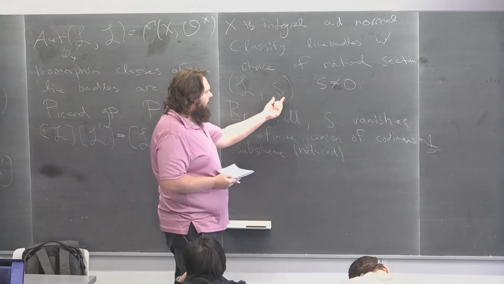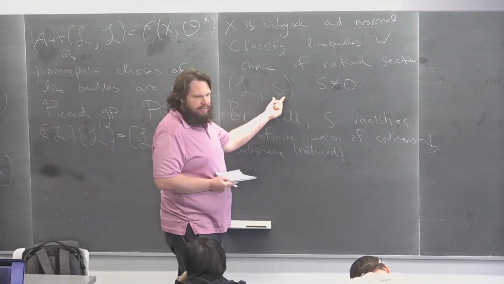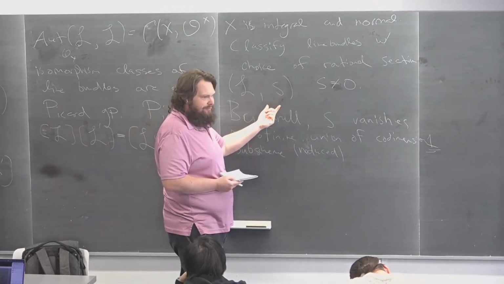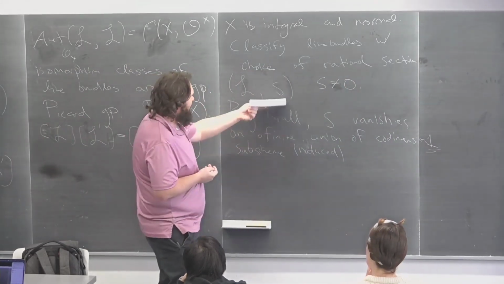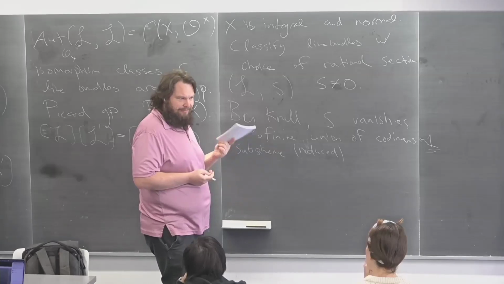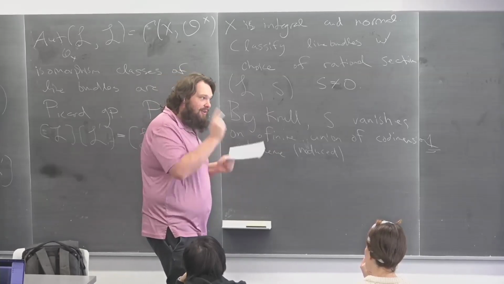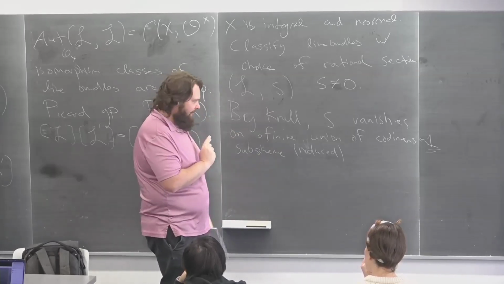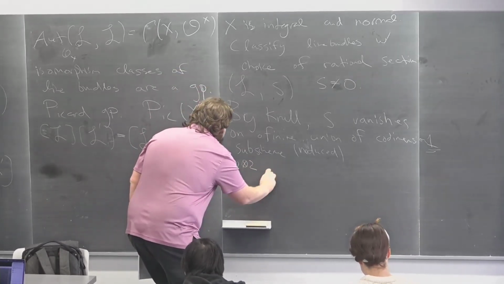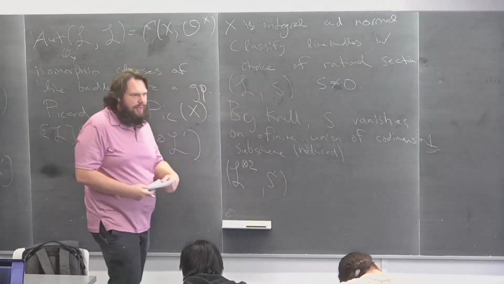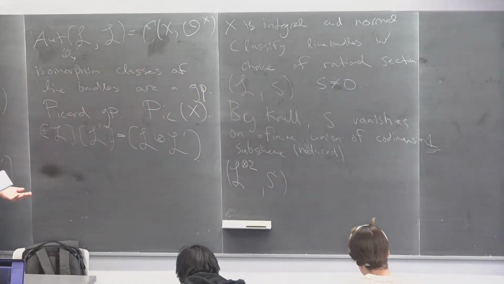But there's an extra piece of data I want. If I took S and I squared it, you might say, wait a second, you can't multiply a section of a line bundle by a section of a line bundle, but of course you can, but you get a section of the tensor product. So for example, I could look at the tensor square of L and S squared, and of course that would vanish at exactly the same spots.